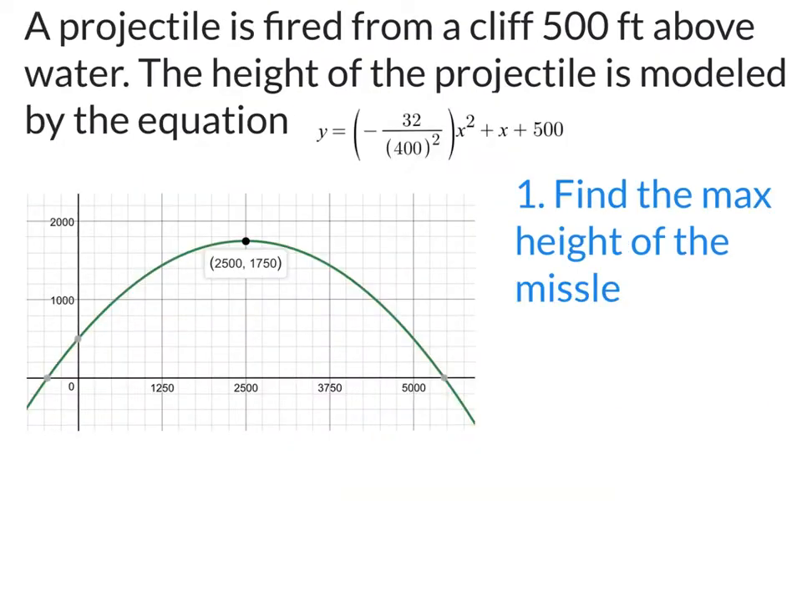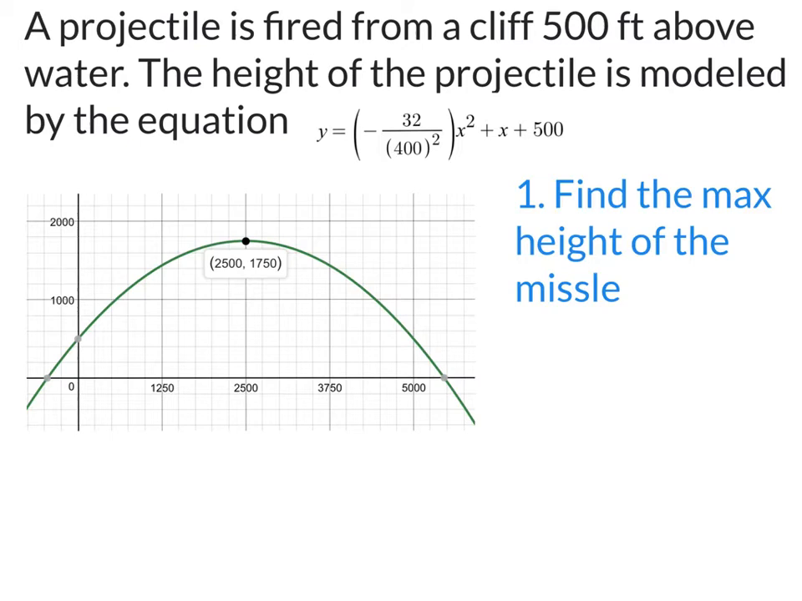Let's say a projectile is fired from a cliff that's 500 feet above water. The height of the projectile is modeled by the equation shown. So y is our height, and x is going to be our distance that it goes from the cliff. Now let's find the max height of the missile.